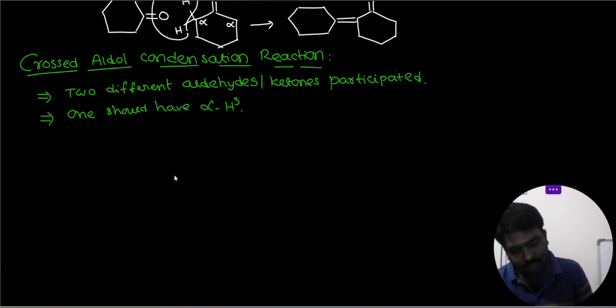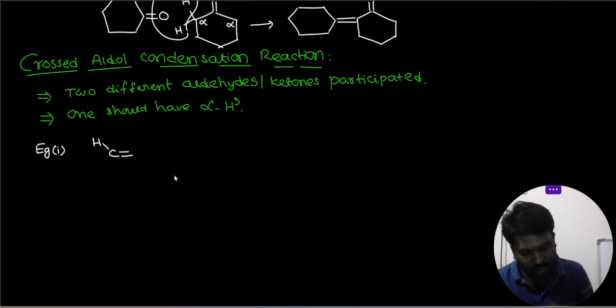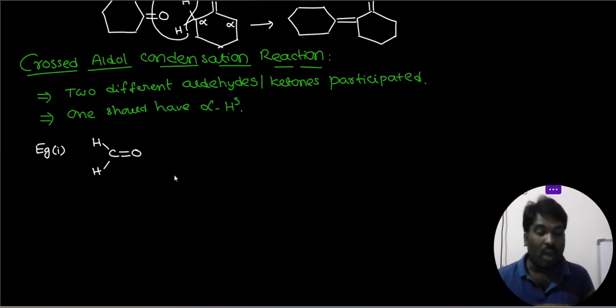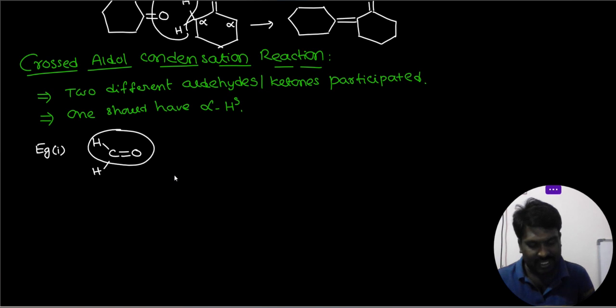Now, an example. You can take formaldehyde. Of course, formaldehyde has no alpha carbon. You know, this is the functional group, and the adjacent carbon is the alpha carbon. Formaldehyde has no alpha carbon, so no alpha hydrogen.